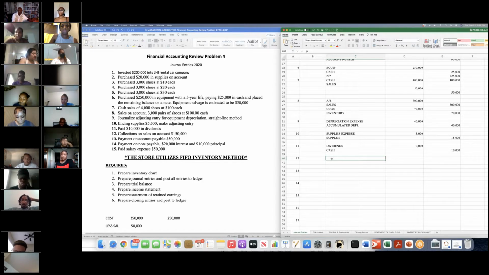Cash for 150,000 and accounts receivable for 150,000.